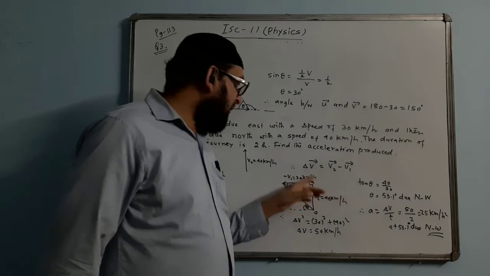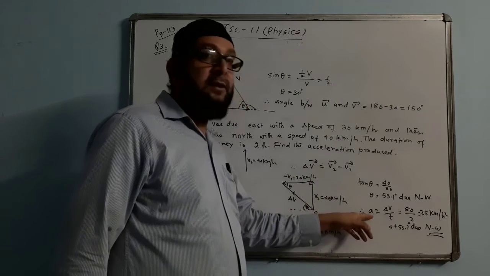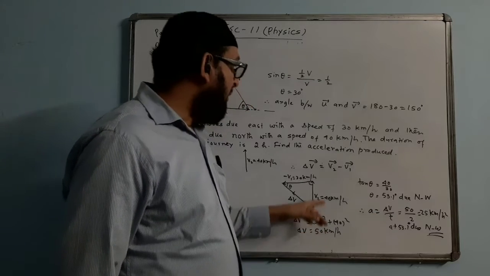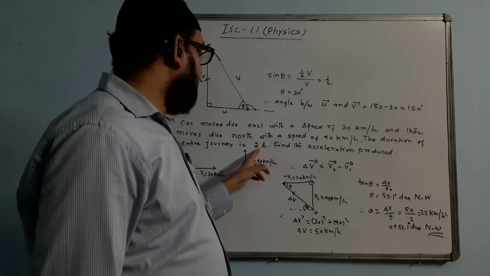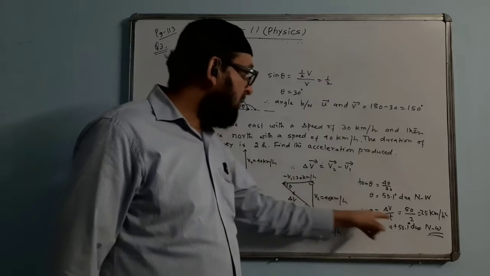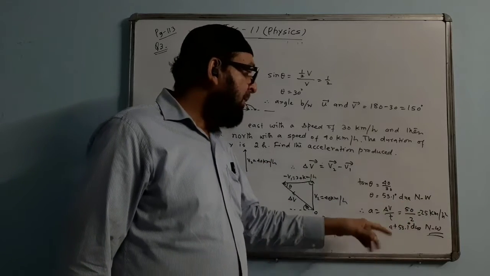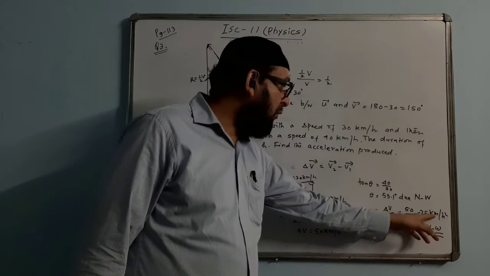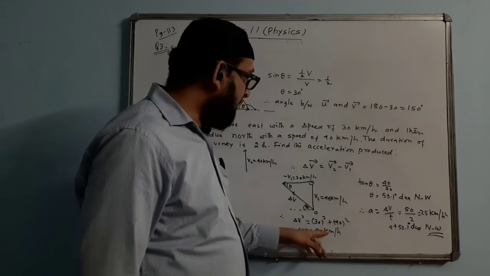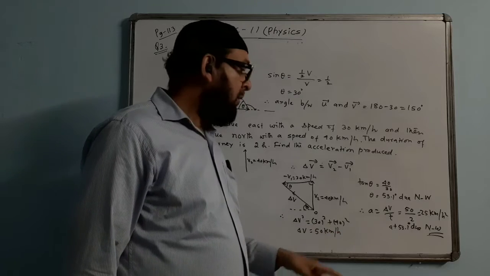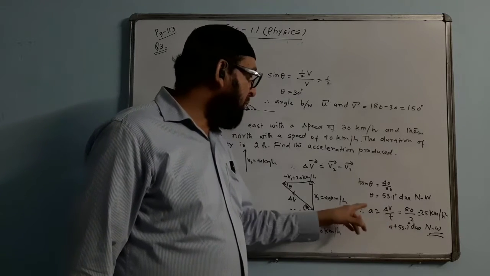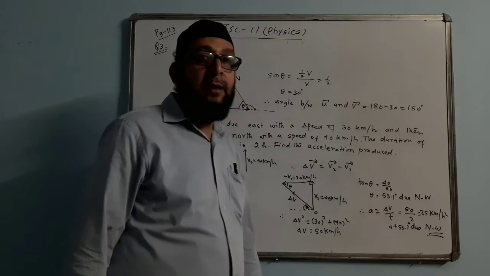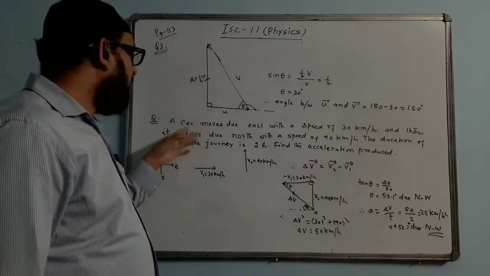Now after finding delta V, we will find the acceleration. The acceleration formula is delta V upon time. The delta V value is 50 and the time given for the entire journey is 2 hours. We will divide by 2 here and calculate the answer, and give an appropriate unit. The unit will be 25 km per hour square, because distance is given in kilometers and time in hours. The direction will be the same as the direction of change of velocity. The direction of change of velocity is this angle, so we will mention the angle as well. So this is the solution for this question.